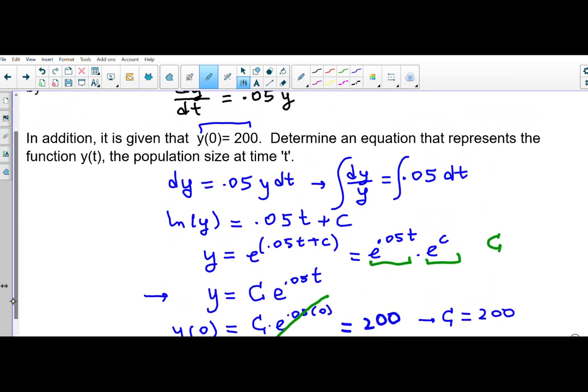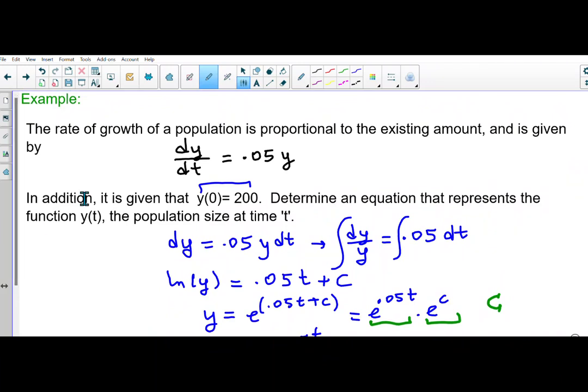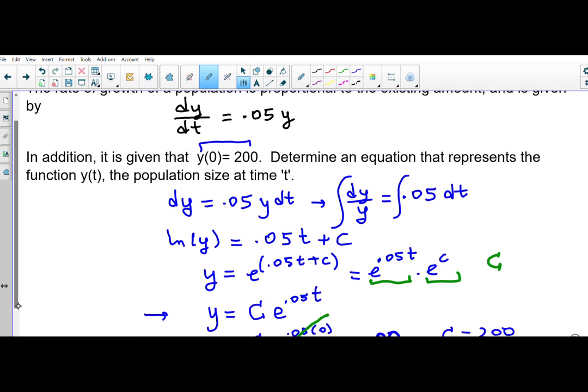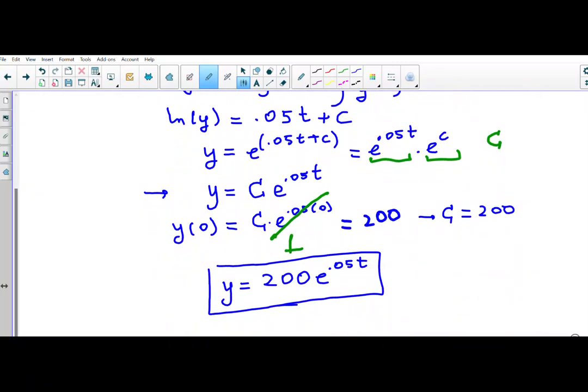So just to recap everything, we went with a simple assumption that the rate of growth of the population was proportional to the existing amount. In this case, they gave us the proportionality constant. It's growing at a rate of 5% of the existing amount, so 0.05 times y. And then they give us additional information that y of 0 equals 200. Just from that information, using those two together, we were able to find the actual function that represents the population size at any given time t.